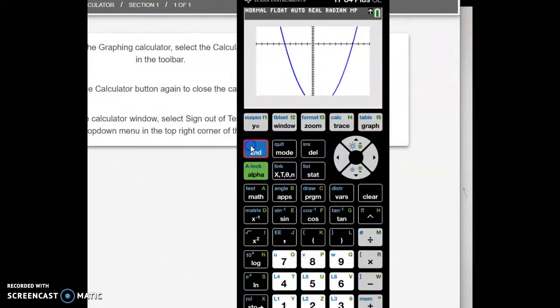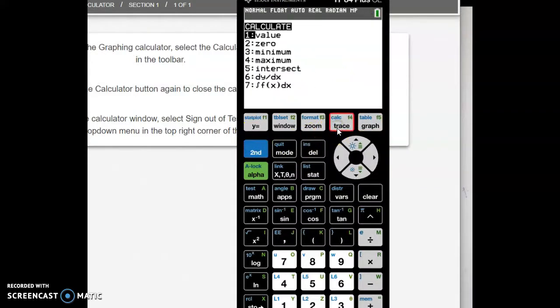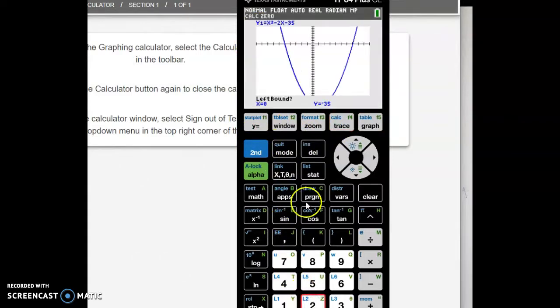So the blue second button and then trace. We're interested in the 0 of our function, so we hit 2 for 0. And then it does this left bound, right bound thing for us. What we want is to surround each of our two zeros, so we want to be to the left of it and then to the right of it. Right now it's asking for left bound.